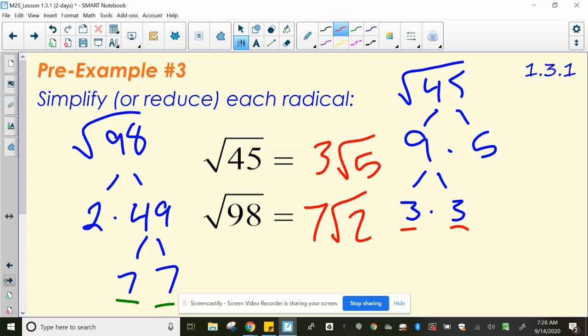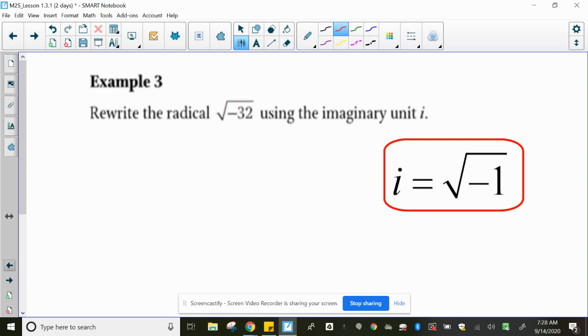So where are we going with this? Well, now we're going to simplify radicals where we have a negative number inside the radical. The only thing we have to remember now is square root of -1 is i. So we're going to start by breaking this out.